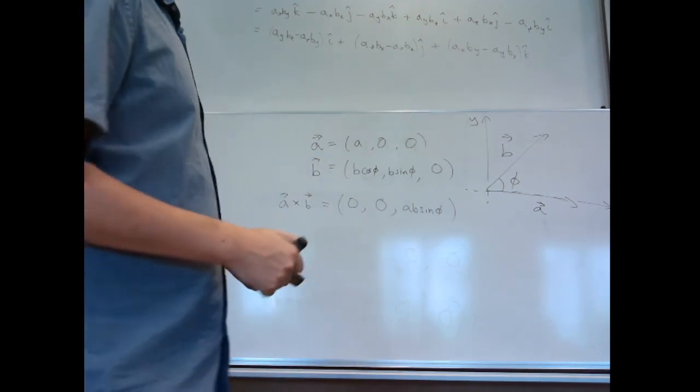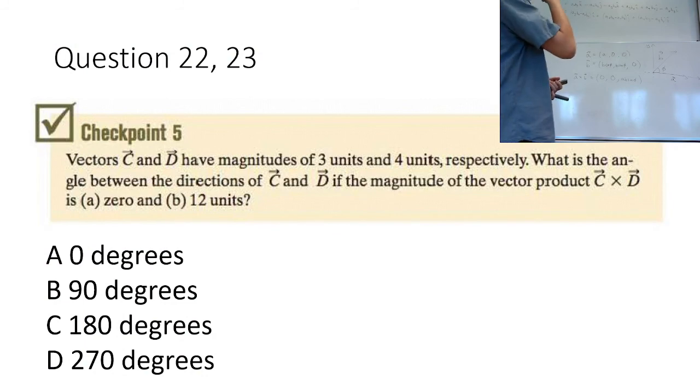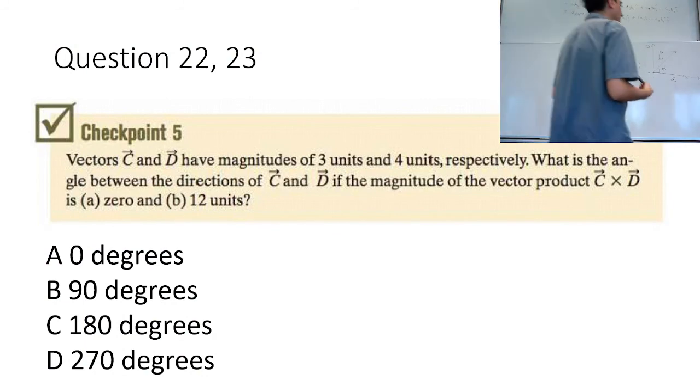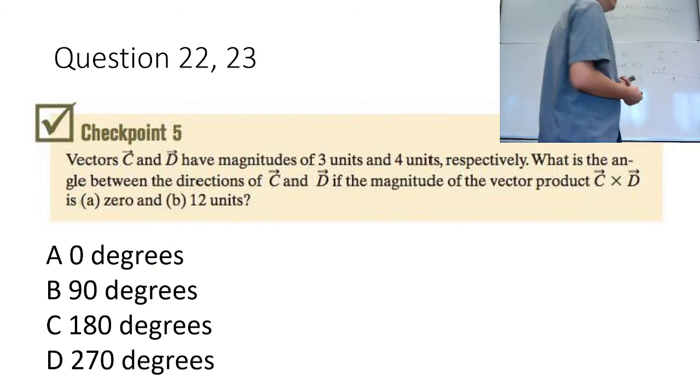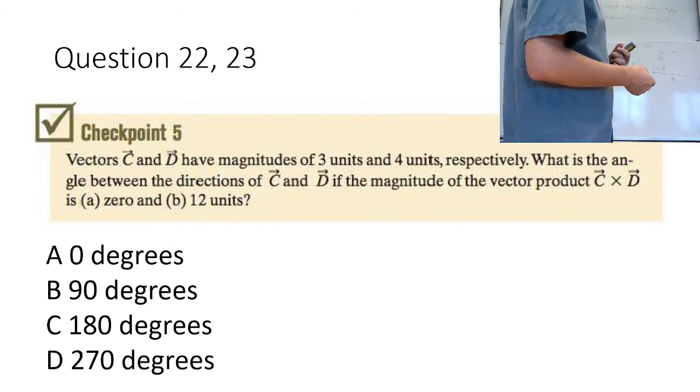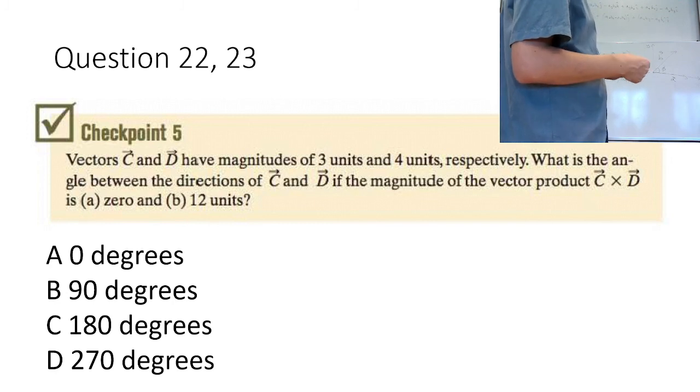Okay, all right. So let's try this question. Vectors C and D have magnitudes of 3 and 4 units. What is the angle between the directions of C and D if the magnitude of the vector product is 0?